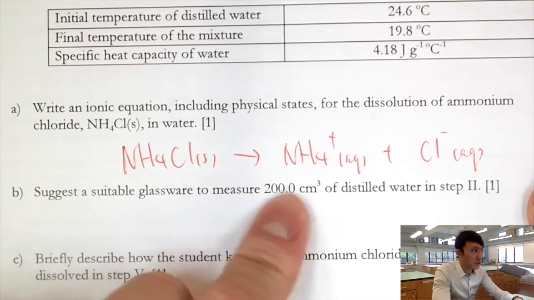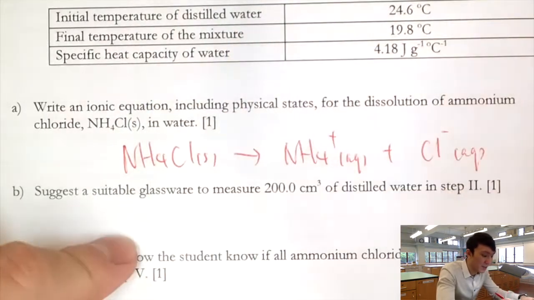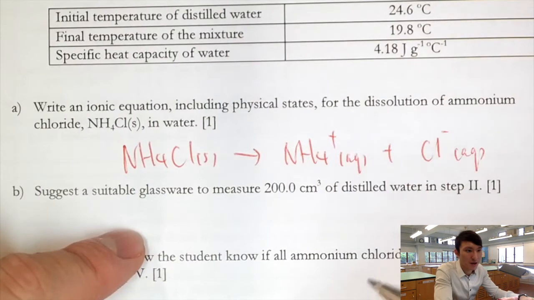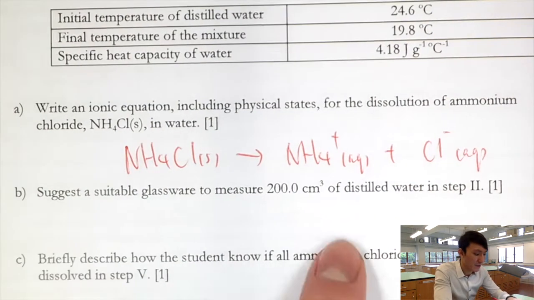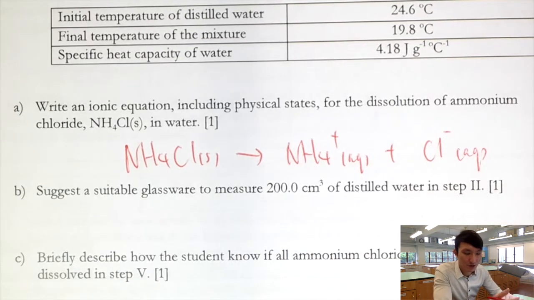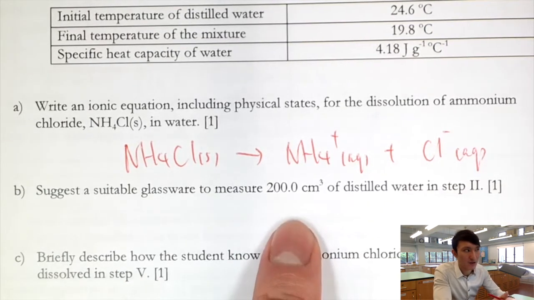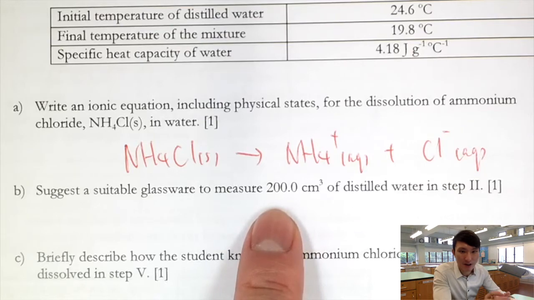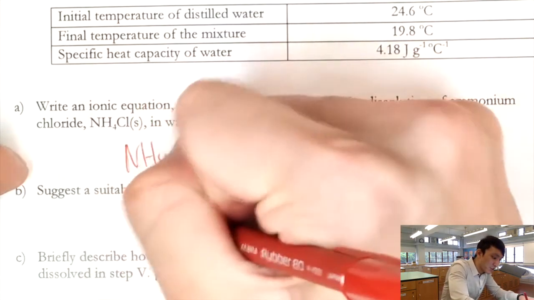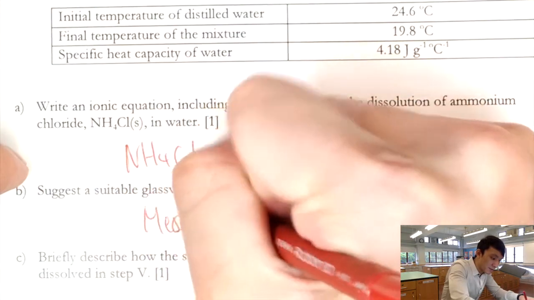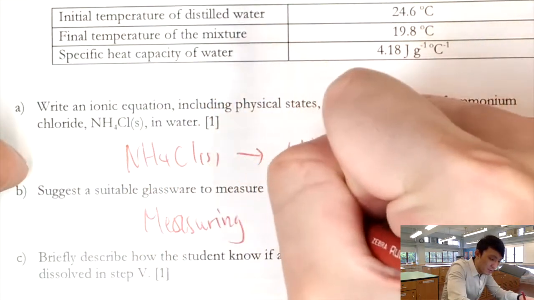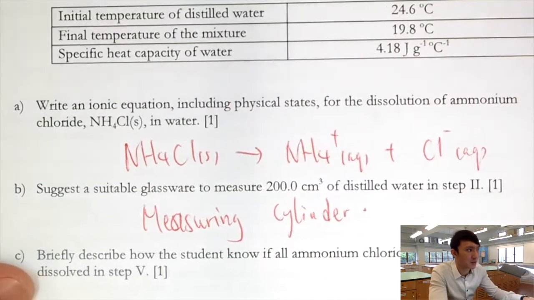Suitable glassware to measure 200. So actually here, you may suggest pipette, but pipette is not really a good choice here because we have to measure a couple of times to get a 200. And here, we are not actually requiring a very accurate measure of the quantity of water. So here, measuring cylinder should do the job. Measuring cylinder, okay?